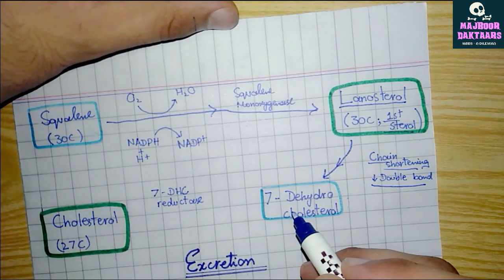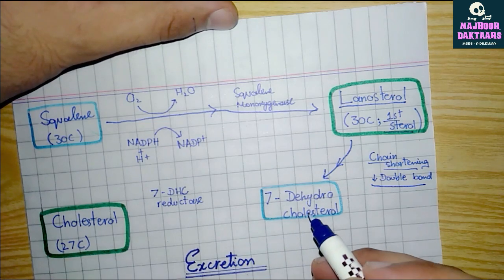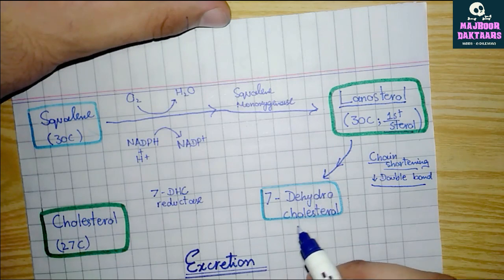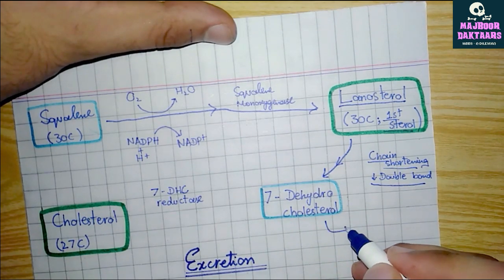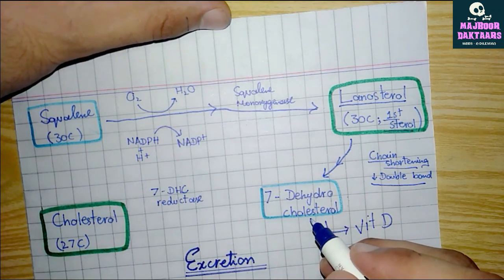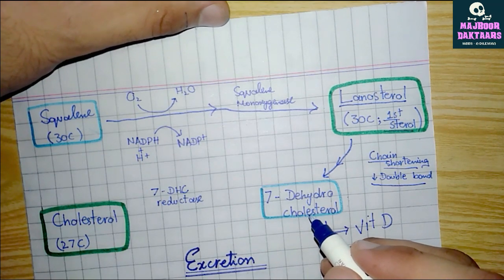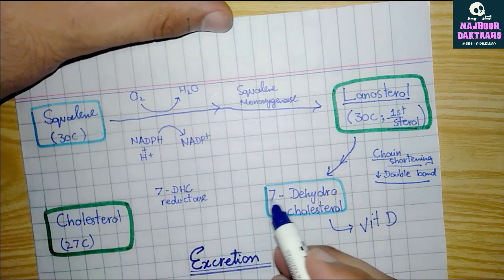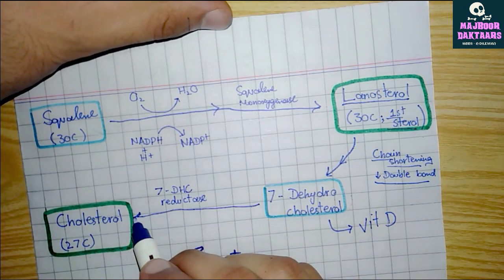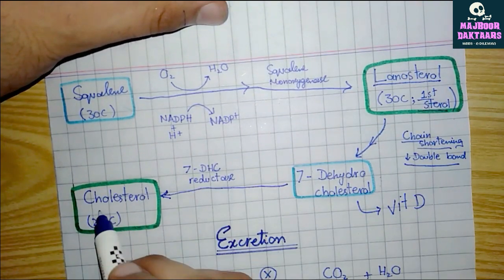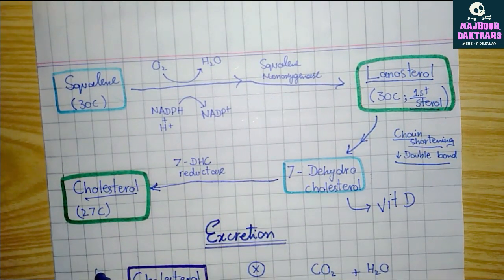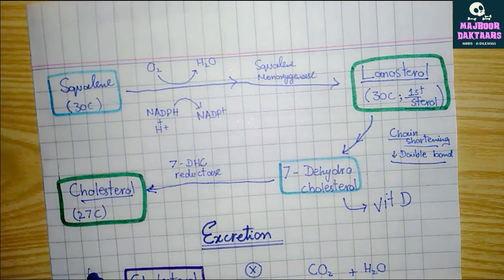If we recall from the chapter of vitamins, we have studied that even a single photon of light acting upon the dehydrocholesterol can convert it into vitamin D. So it is a precursor of vitamin D. It is also a precursor of bile salt, bile acid. Okay. So when this dehydrocholesterol is reduced by 7-dehydrocholesterol reductase, it gets converted into cholesterol, which is a 27 carbon compound. Now we have discussed the synthesis of cholesterol.